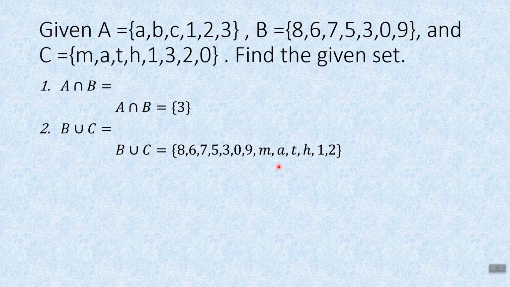Order doesn't matter. You could rewrite this as 0, 1, 2, 3, 5, 6, 7, 8, 9, A, H, M, T. But it's still the same set. It's exactly the same set. So write it in an order that makes the most sense to you.